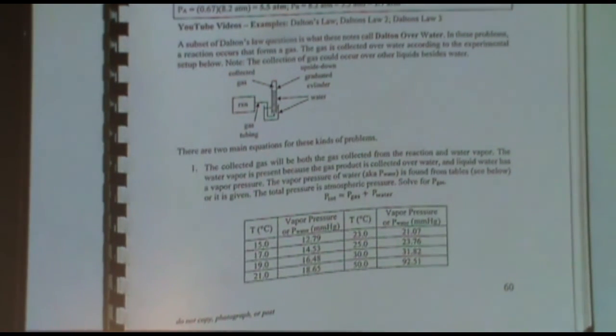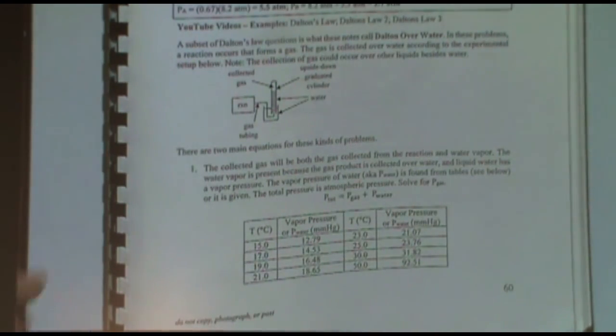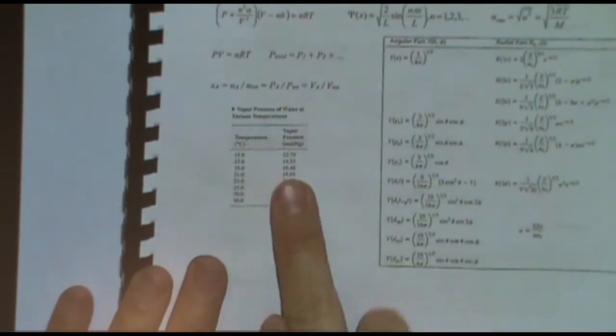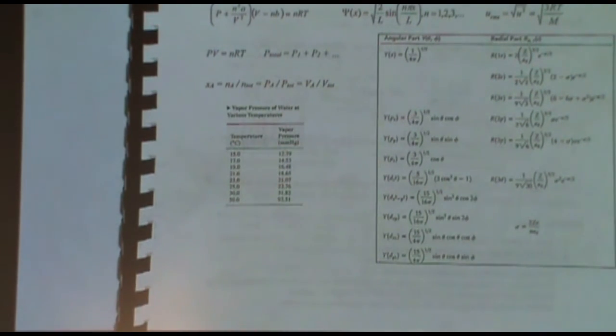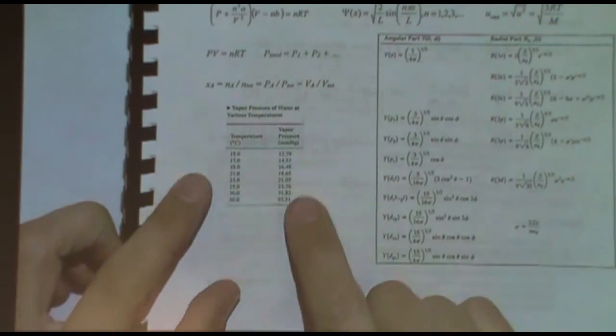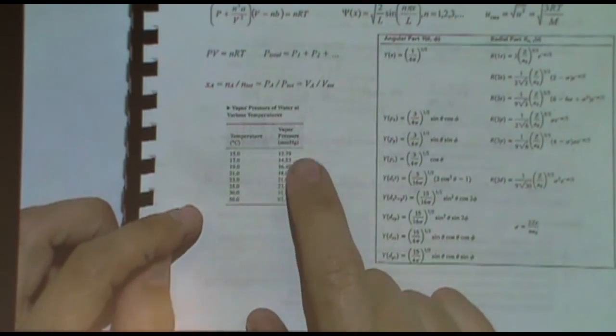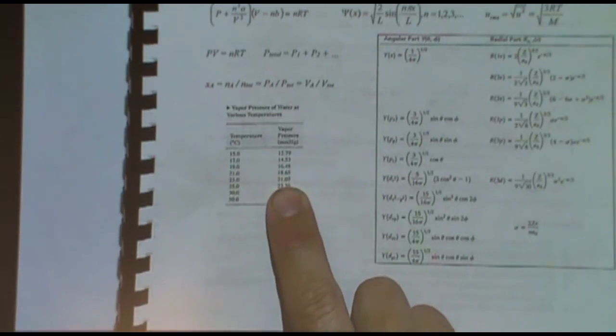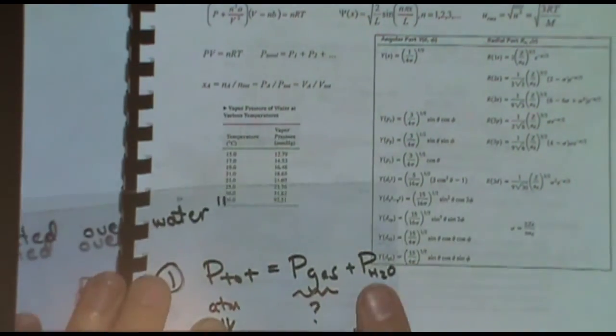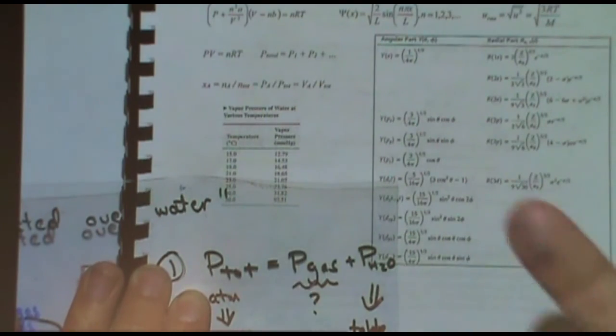You might think, how the heck would we know that on the test? Well, other instructors would have to do this too. Do you have to memorize it? No, I give you that table. It's on the back of the test. It will look like this, right there. So, if it's ever a Dalton's collected over water problem, you'll probably have to use this table. We'll give you the temperature, and you just take the vapor pressure of the water here. So you literally take this number and put it into this equation, whatever the temperature is.